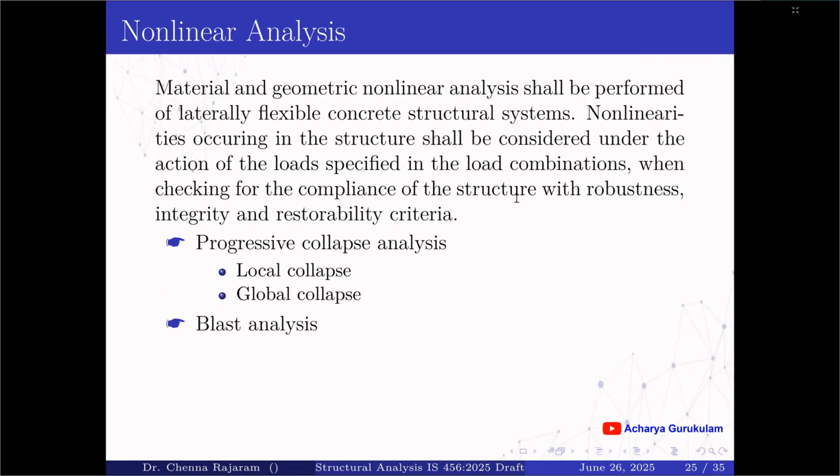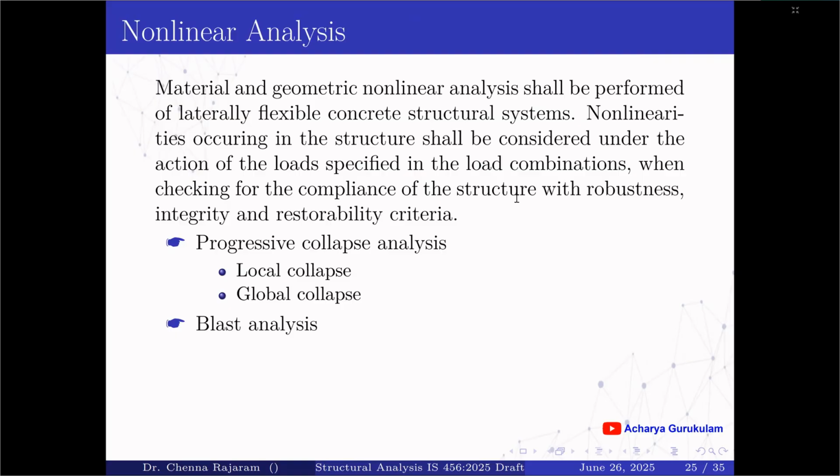For nonlinear analysis, material and geometry nonlinear analysis shall be performed of lateral flexible concrete structural systems. Nonlinearities occurring in the structure shall be considered under the action of loads specified in the load combinations when checking for the compliance of the structure with robust integrity and restorability criteria. Progressive collapse analysis has to be considered. Under this, there are two categories: one is local collapse and the other is global collapse.